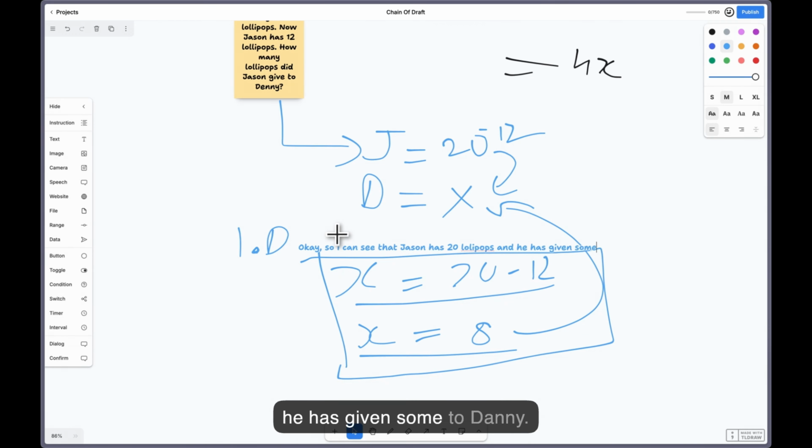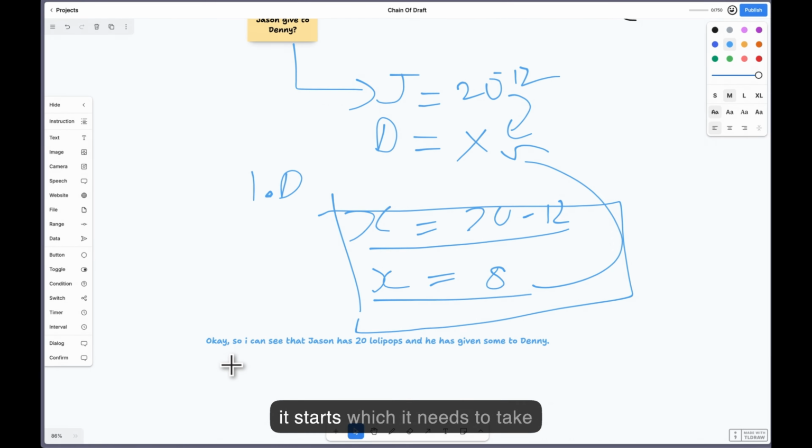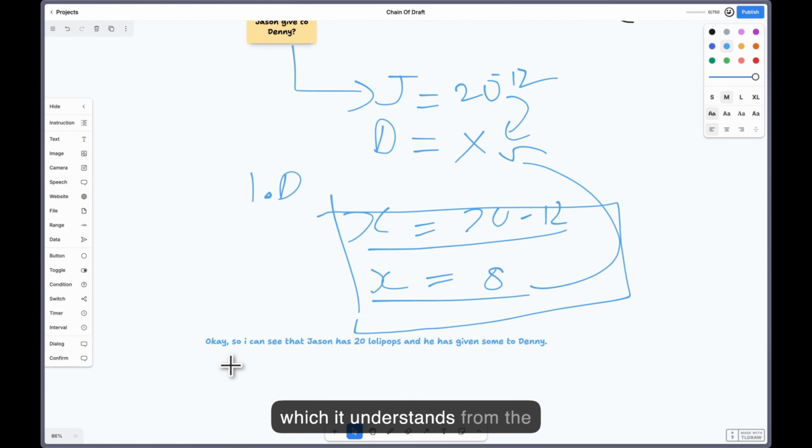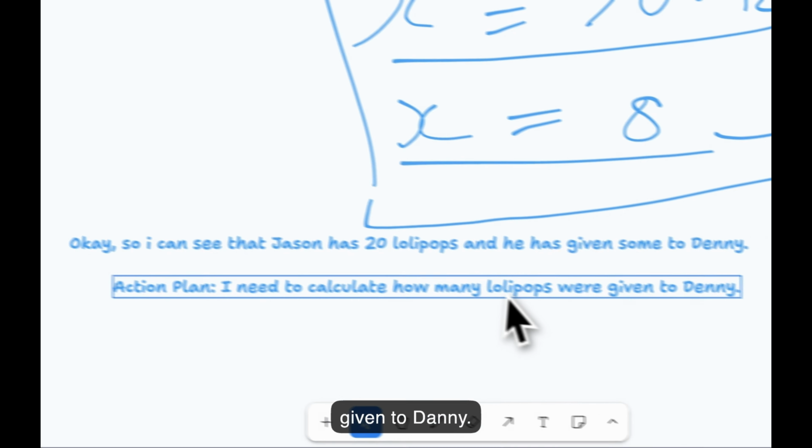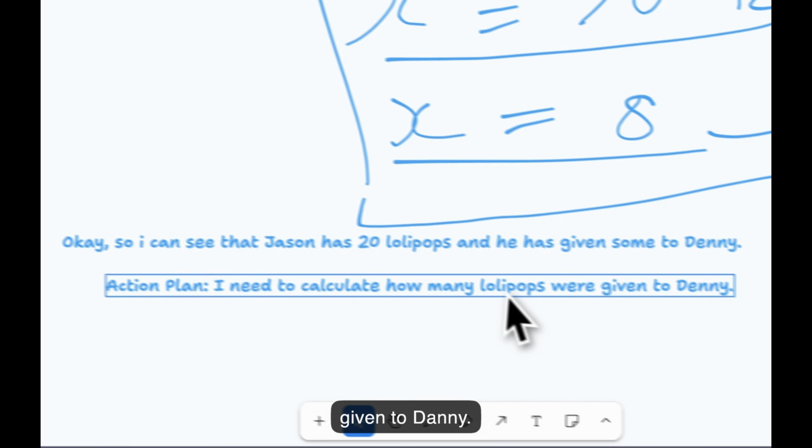Okay. It will try to understand what the task at hand is. That is the chain of action, or the action which it needs to take, which it understands from the prompt itself. So the action plan which it will draft is, I need to calculate how many lollipops were given to Denny, right? So it will start doing this, and there will probably be lots of text over here.